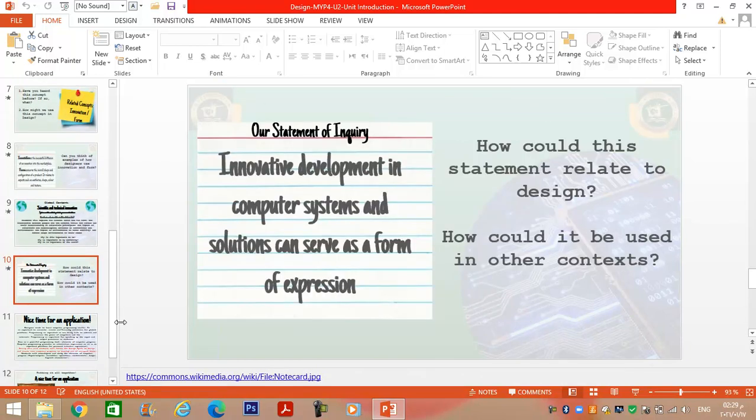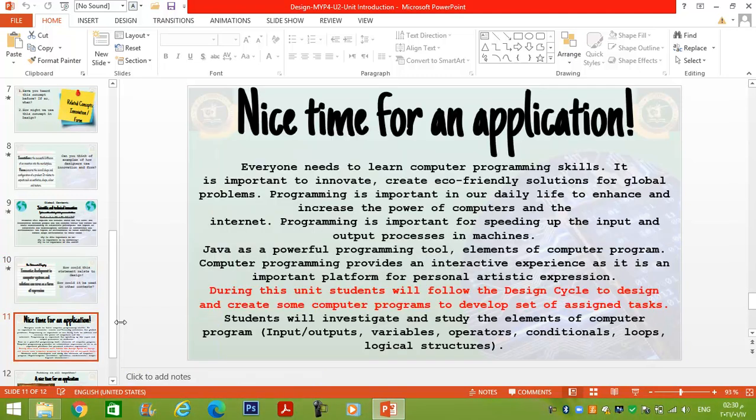Next, after we link the key concept, related concepts, and the global context together, we will produce this statement of inquiry: innovative development in computer systems and solutions can serve as a form of expression. How could this statement relate to design? How could it be used in other contexts? Think about these questions. Then the title of the unit is A Nice Time for an Application.